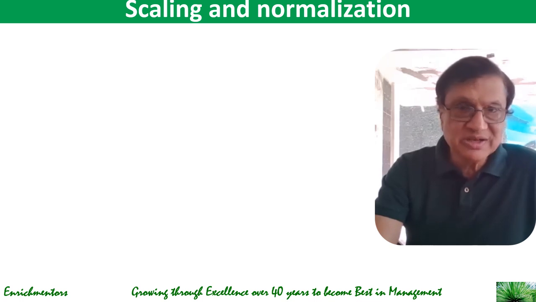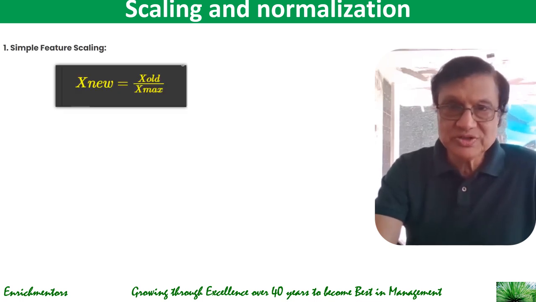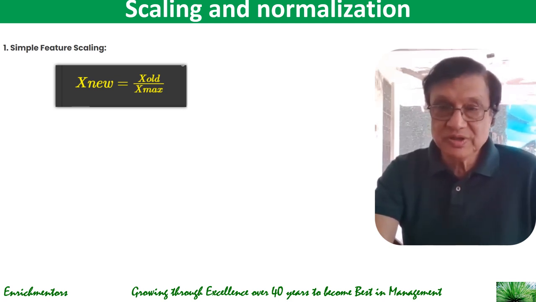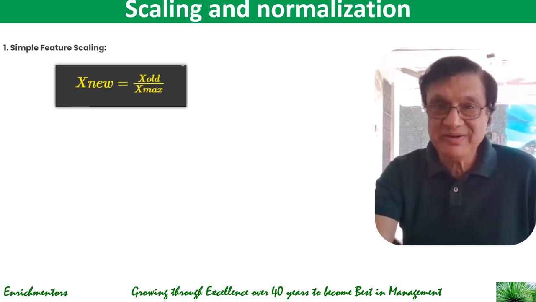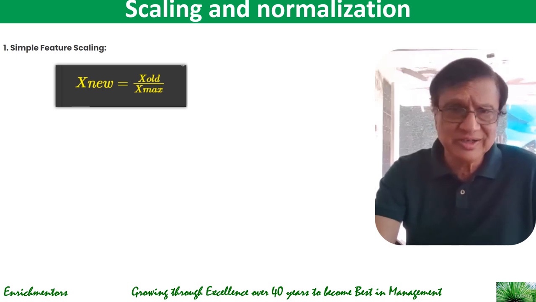Now, let's look at some of the methods of scaling. One of the common methods is called simple feature scaling, where the new x is equal to x old divided by x max. So if in your examination, the highest score among all the students is 75 out of 100, and a student got 50, then you will use 50 divided by 75 instead of 50 divided by 100.